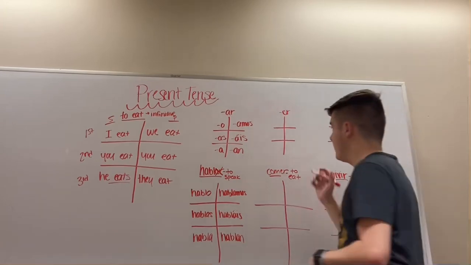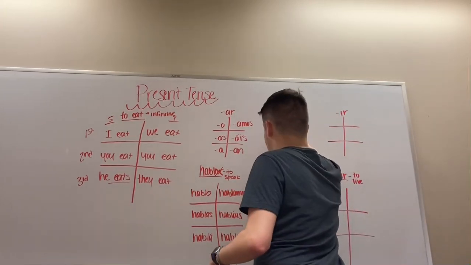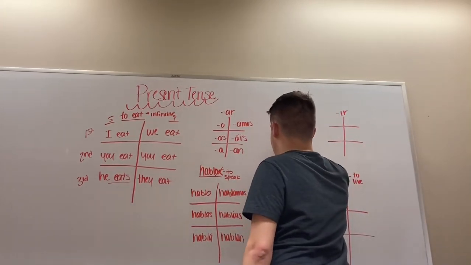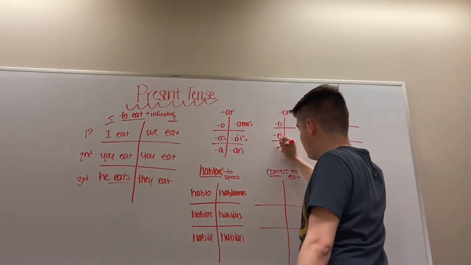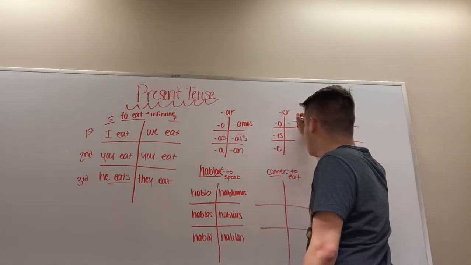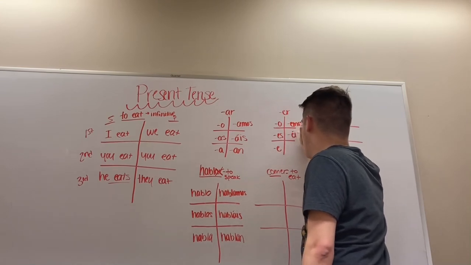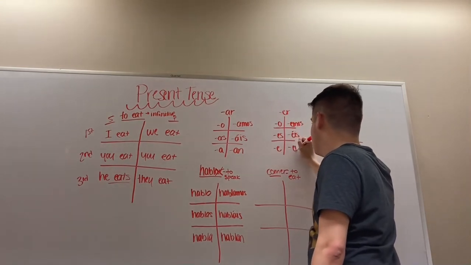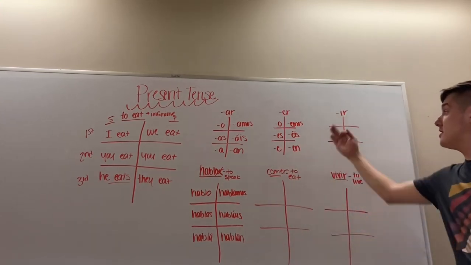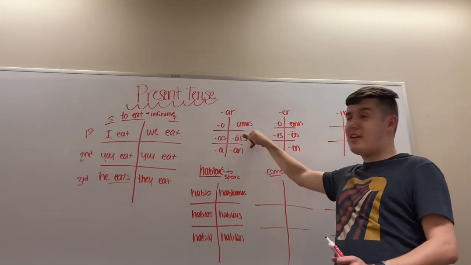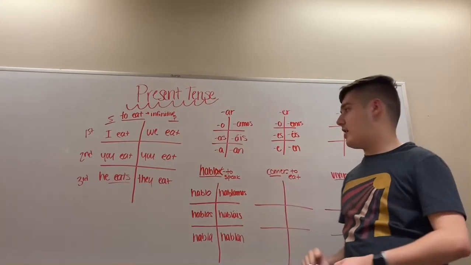Now we're going to do the same thing for ER and IR verbs, but the endings are a little bit different. For ER, they're o, the same, then es, e, emos, éis, and en. So as you can see, the ER verb endings are the same as the AR verb endings, just with an E wherever there's an A.